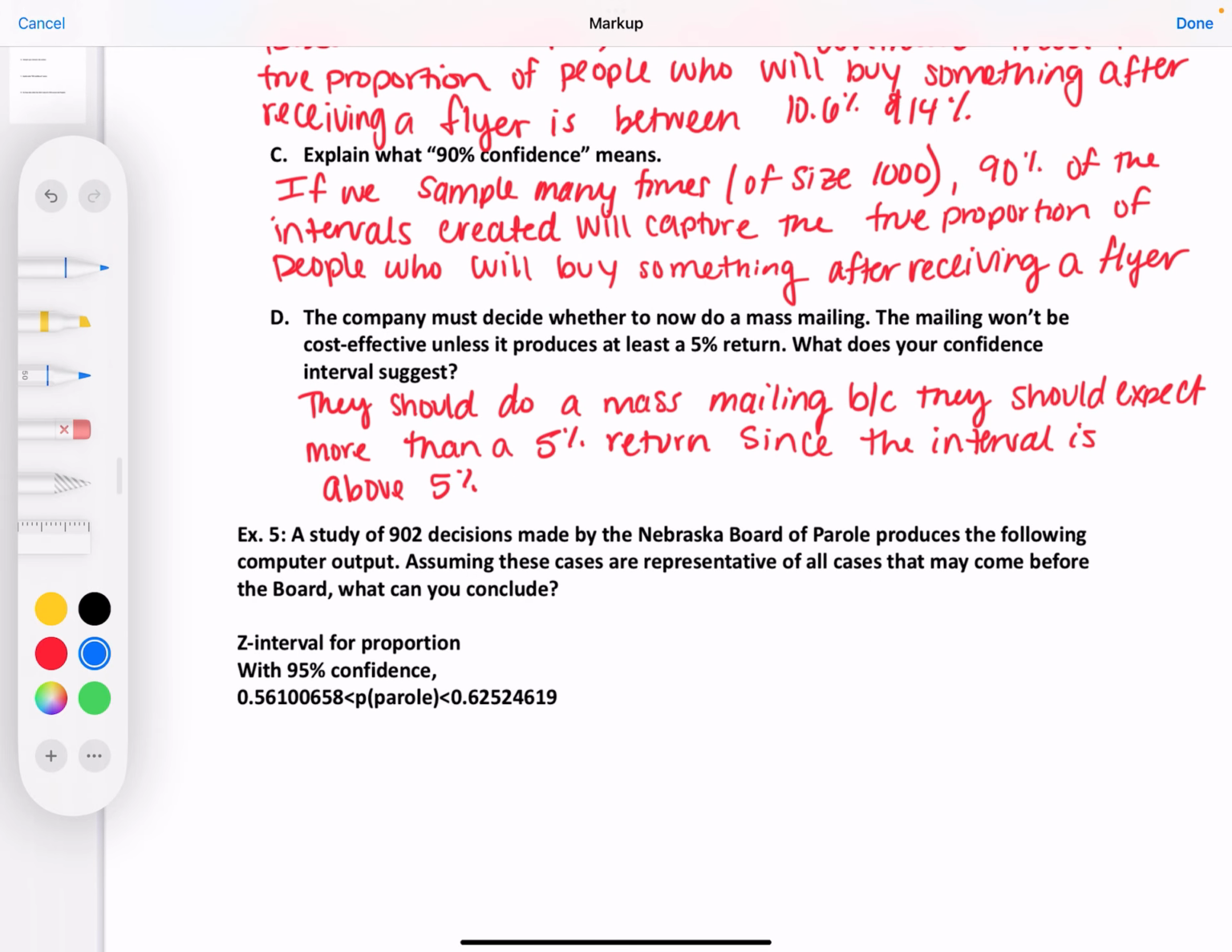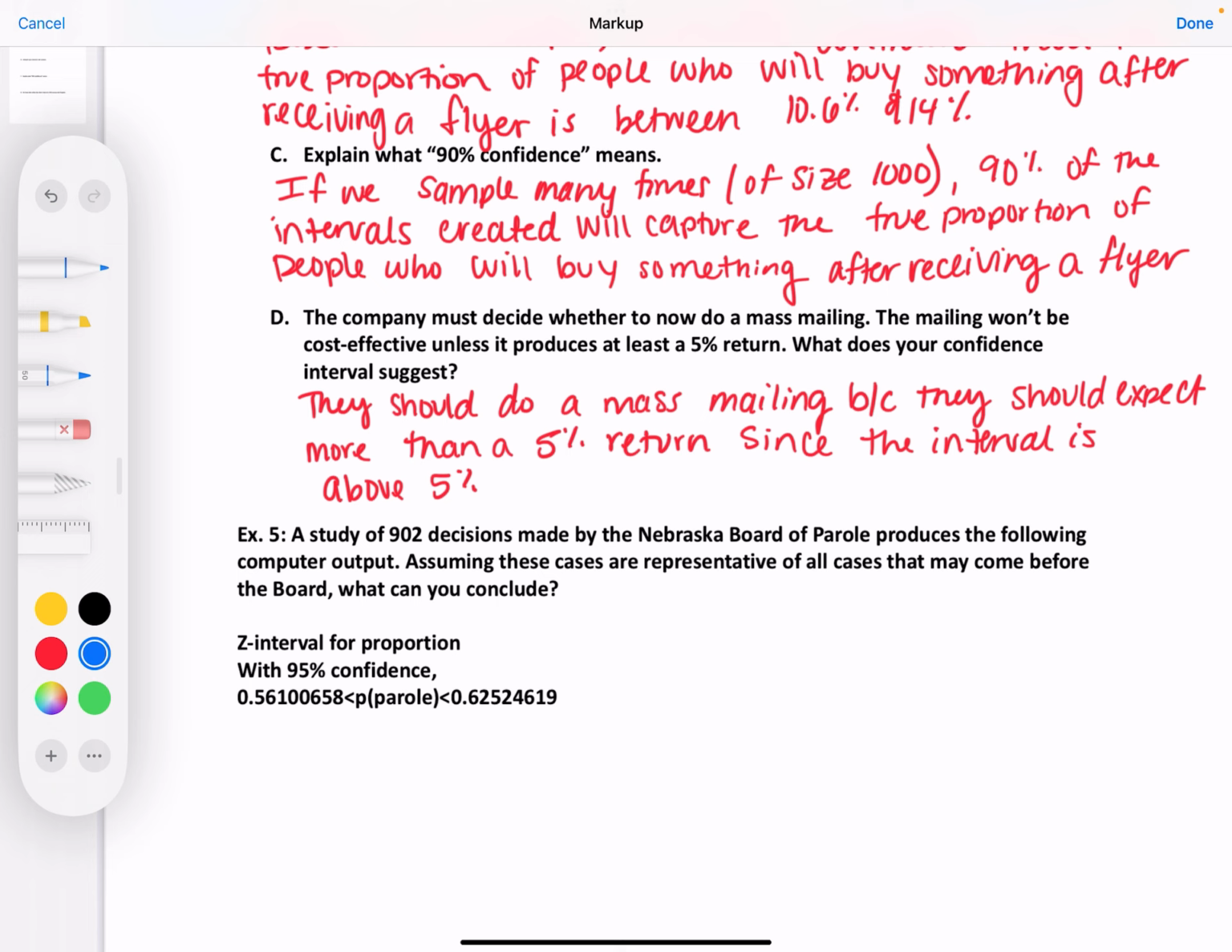All right, so a study of 902 decisions made by the Nebraska Board of Parole produces the following computer output. Assuming these cases are representative of all cases that may come before the board, what can you conclude?